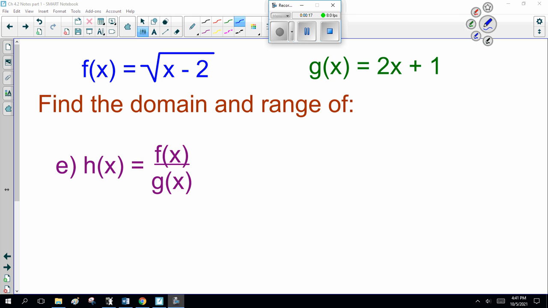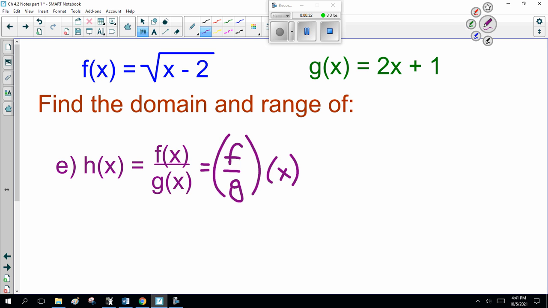Now, here we're moving on to the nasty one. Find the domain and range of h of x, which is f of x divided by g of x. And before I forget, that will also be written as f divided by g of x, like that.